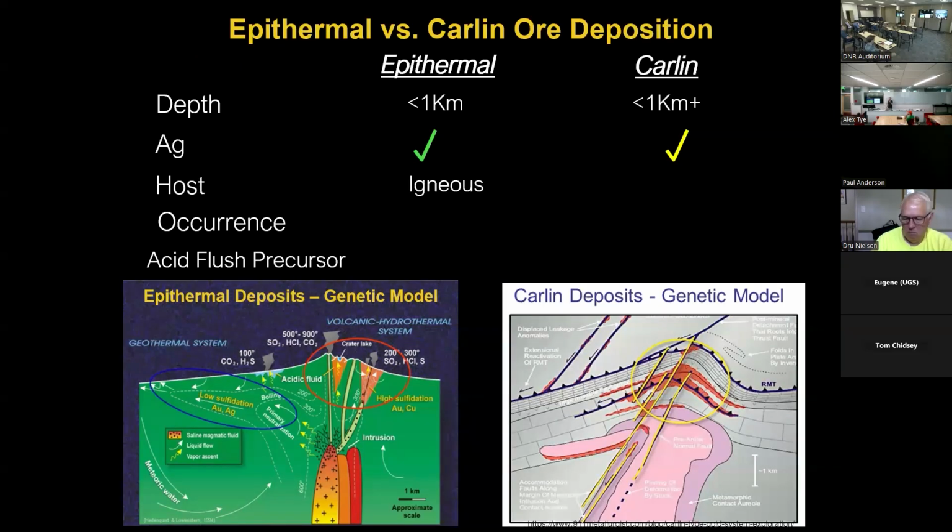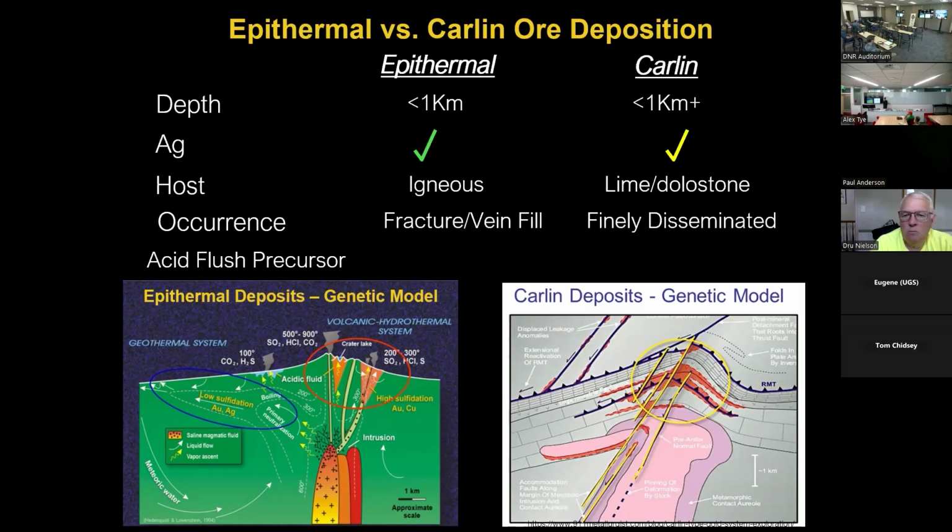Okay. The host for epithermals typically is igneous. We don't have that. It's Silver Reef. In Carlins, it's carbonates. The occurrence in the epithermals are fracture vein fill. And in Carlin deposits, they are finely disseminated. And as far as an acid flush precursor, they both have that associated with them. So prior to ore deposition, these formations receive an acid flush.